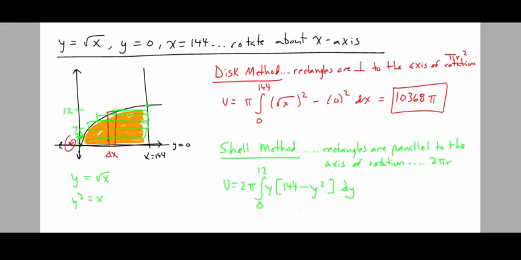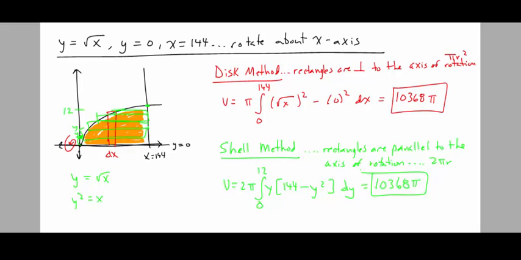So this would be 144 minus y squared. Now, the shell method on this one looks to me a lot harder than the disk method in terms of the integration. But either way you integrate this, you get 10,368 pi, and again units cubed.